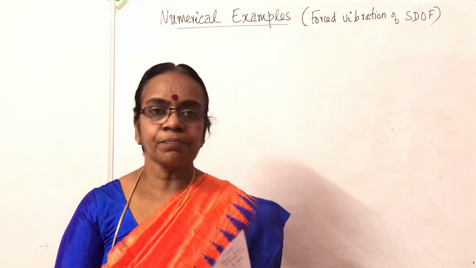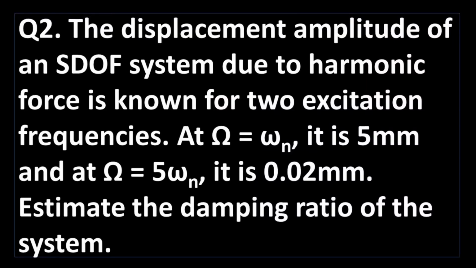Question number 2. The displacement amplitude of a single degree of freedom system due to harmonic force is known for two excitation frequencies. At capital omega is equal to omega n, it is 5 millimeter, and at capital omega is equal to 5 omega n, it is 0.02 millimeter. Estimate the damping ratio of the system.